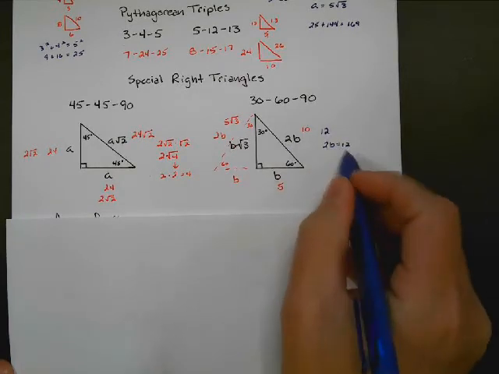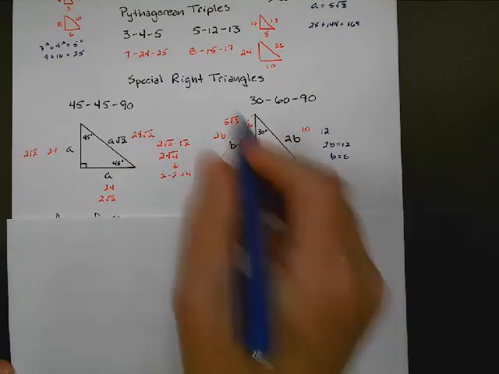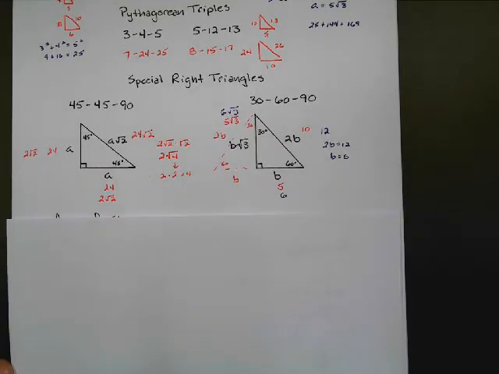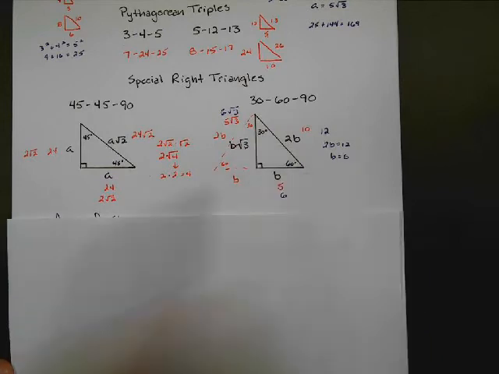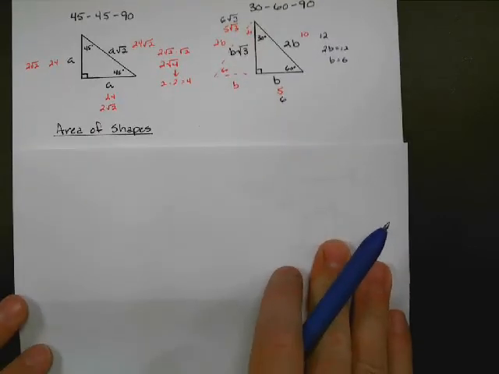So if I divide by 2, B is 6. So this side would be 6, and this side would be 6 root 3. And that's the pattern to it. So all you have to know is one side and know the angle measurements, and then you can find the other sides to it. All right, so let's get into area of shapes now that we've seen right triangles.